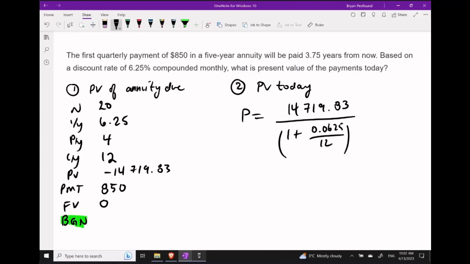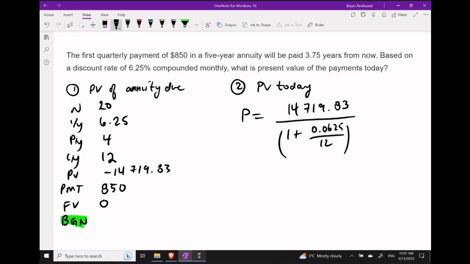So we're going to take our negative $14,719.83, we're going to make that a positive value, we're going to treat that as the future value, and we're going to try to discount this money over that 3.75 years. So I'm going to divide here by 1 plus the interest rate, which is 6.25% monthly, and we just need to figure out the value for N.